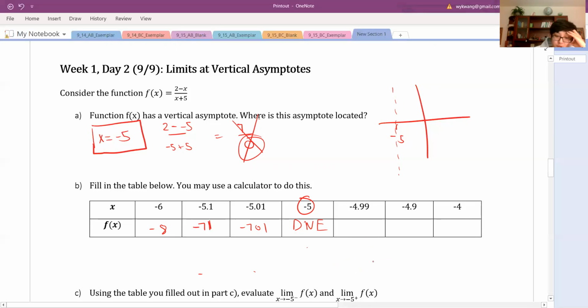Actually, I'm going to start off at the end over here. I'm going to start off at -4. So 2 minus -4 over -4 plus 5 is equal to 6 over 1, right? So we're just going to get 6. Cool. Notice that it's positive. That might be a sign. This one, 2 minus -4.9 over -4.9 plus 5. So we're going to get 6.9 over 0.1. Okay, so now we get 69.